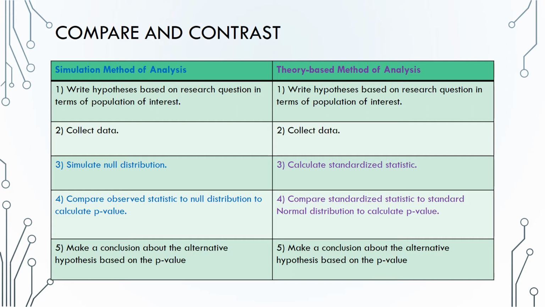The p-value is the area in the tail in the direction of the alternative hypothesis in both analysis methods. It is the proportion of simulations at or beyond the observed statistic in simulation, or the area under the curve beyond the standardized statistic in the theory. The p-value can be interpreted the same way, regardless of how it was obtained. Finally, ignoring method, we make a conclusion about the alternative hypothesis based on the calculated p-value.